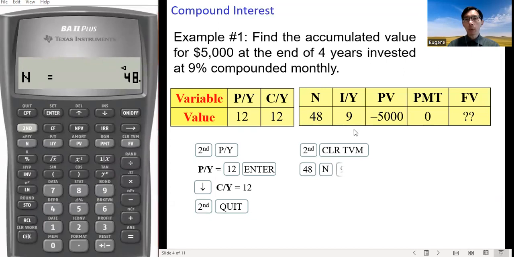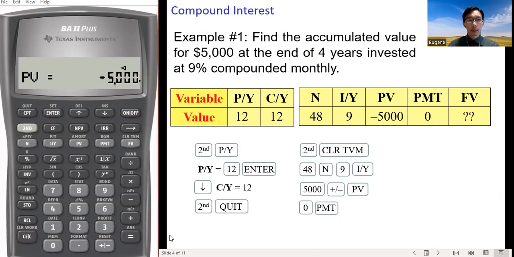And then IY equals 9. So key in 9 and then the button IY. And then PV equals negative 5,000. Enter the number first, 5,000. If you need the negative sign, press the plus or minus button. We get negative 5,000 and then press the button PV to input this variable. And then PMT equals 0. Key in 0 and then PMT.